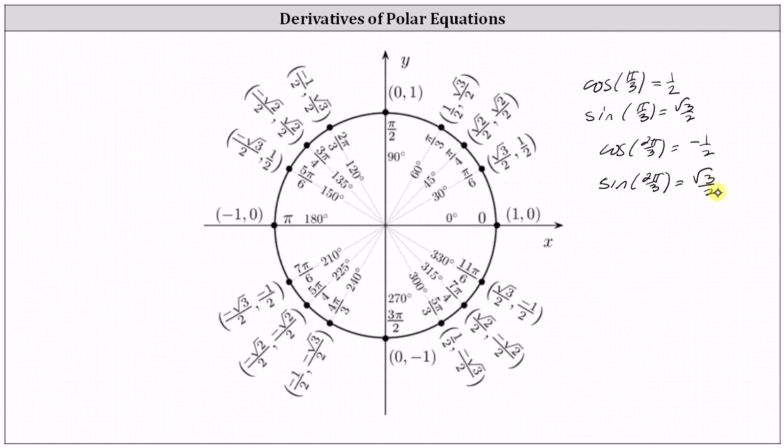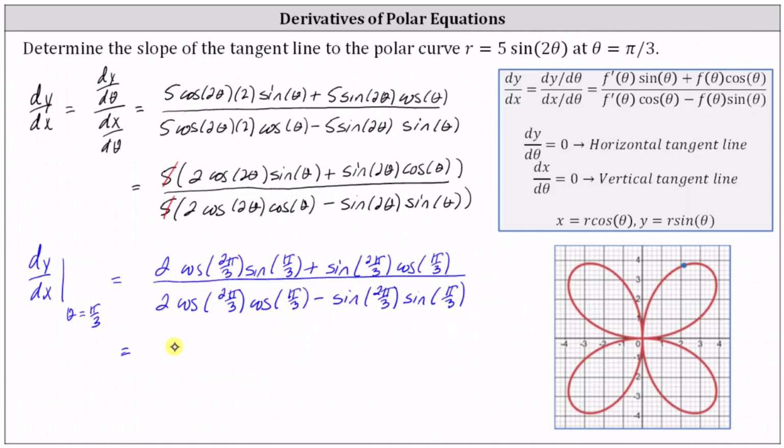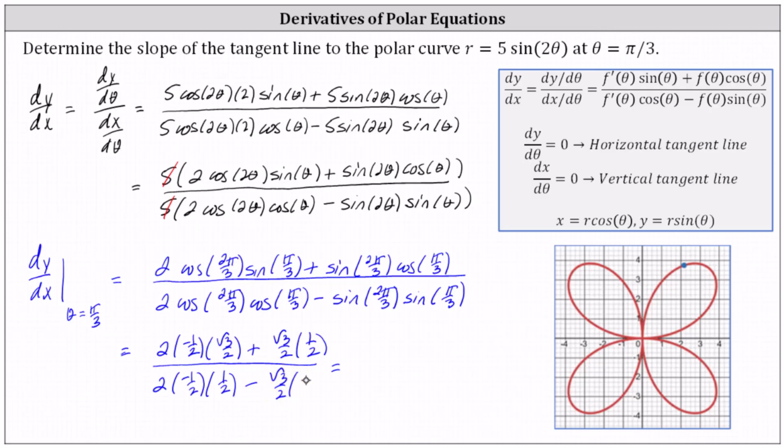Let's go back and make these substitutions to determine the value of dy/dx. We have 2 times negative 1/2 times square root 3 divided by 2 plus square root 3 divided by 2 times 1/2. This is all divided by 2 times negative 1/2 times positive 1/2 minus square root 3 divided by 2 times square root 3 divided by 2.